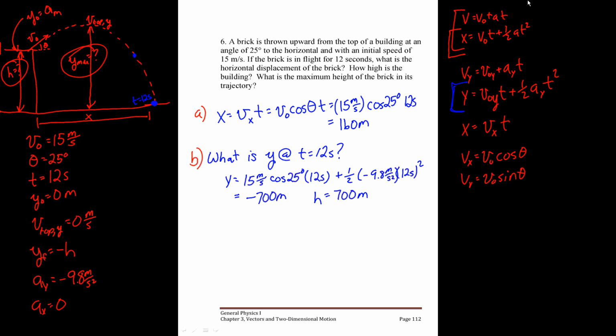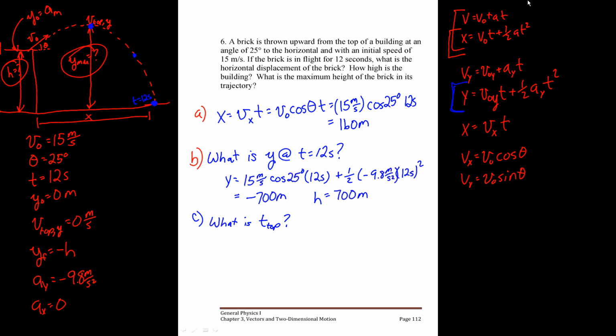Now for part C, I want to know what is the maximum height of the brick in its trajectory. So I want to find out what is the time at the top of the trajectory. That is, what time is it when it gets right here? So what is t top? This might seem really obtuse or not very transparent, but as you practice through these problems, you sort of get the techniques.